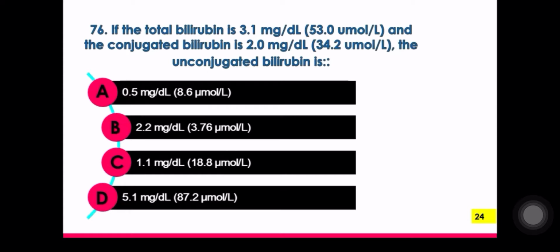Again, given po yung total bilirubin. Okay, that's 3.1 mg per dL. Conjugated bilirubin naman po is 2. So, ang unconjugated bilirubin po is letter C, 1.1 mg per dL. So, that's total bilirubin is equal to, remember, the conjugated bilirubin plus the unconjugated bilirubin po. So, ang nangyari is 3.1 minus 2. So, we get 1.1 mg per dL or 18.8 micromoles per liter po.